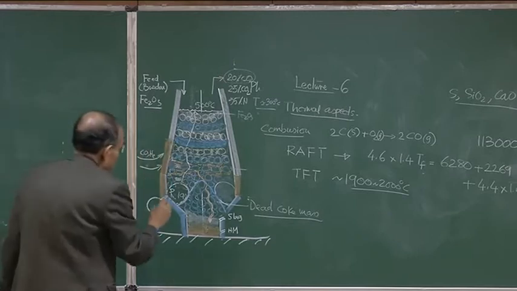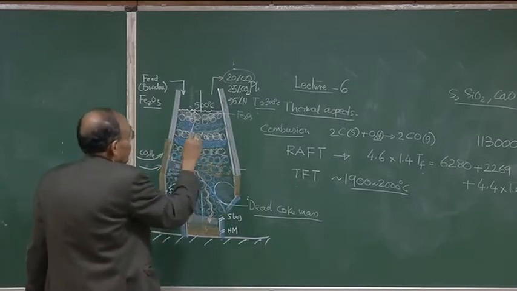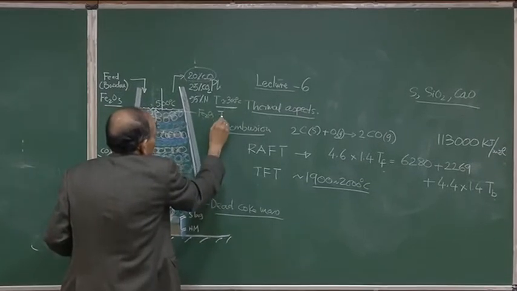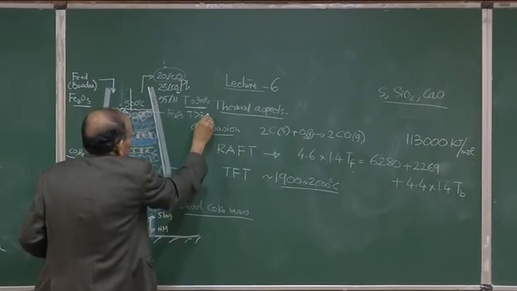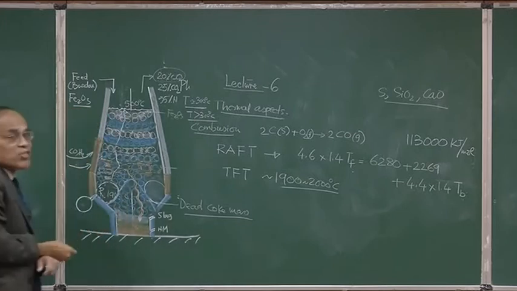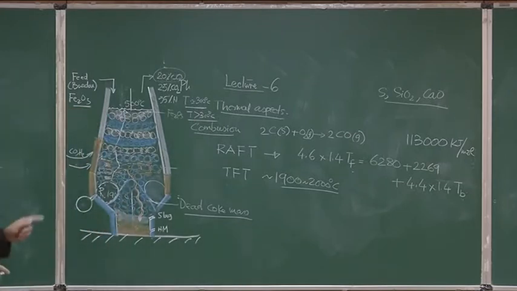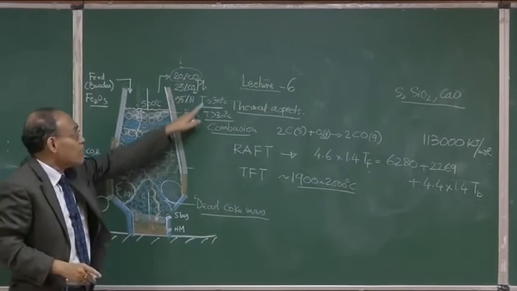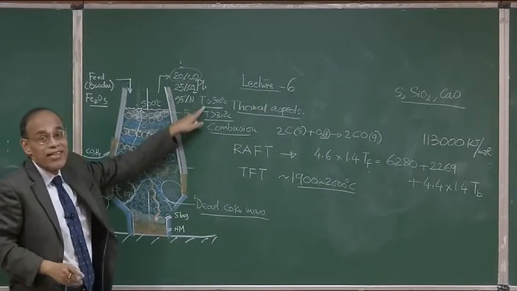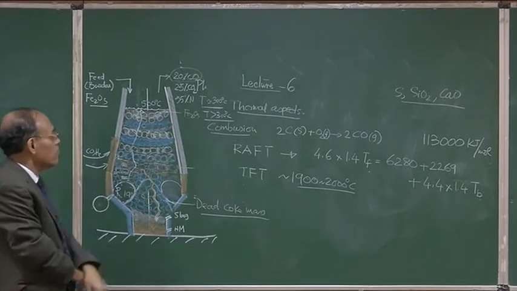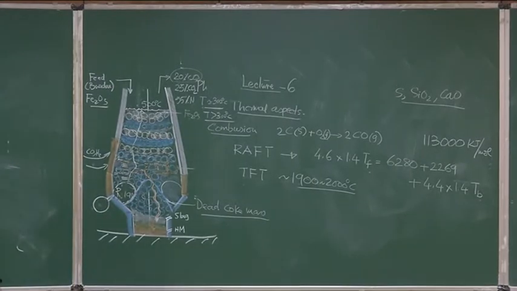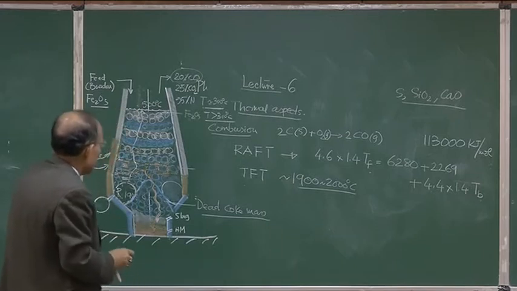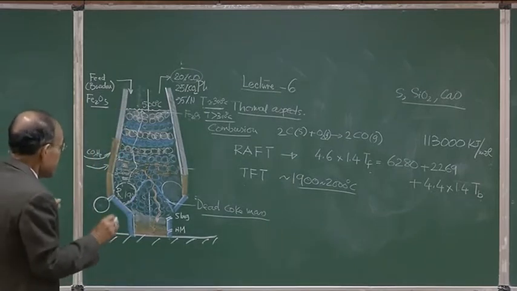Now, if you have a tall structure or a short structure, this gas temperature will also be greater than 300 degree centigrade. So, the chemical efficiency of the blast furnace is dictated by the top gas composition, and the thermal efficiency of the blast furnace is dictated mostly by the temperature of the top gases.